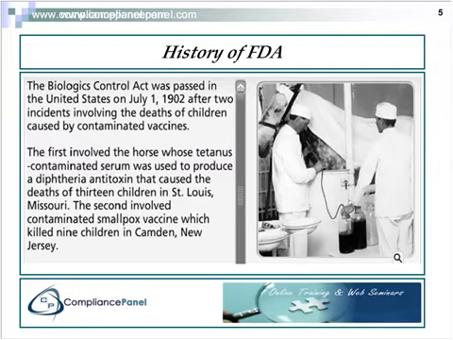Okay, just a little history. The Biologics Control Act that was passed in the United States in July 1902 came as the result of two incidents which involved the deaths of children caused by contaminated vaccines. Both of the incidents were attributed to the failure of proper procedures and testing by local officials.